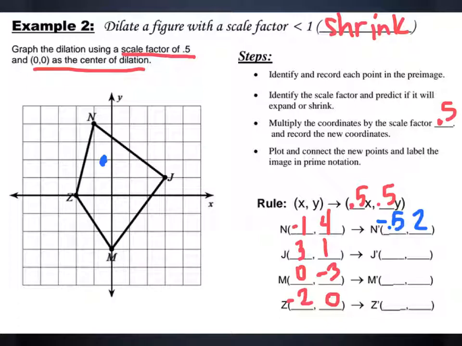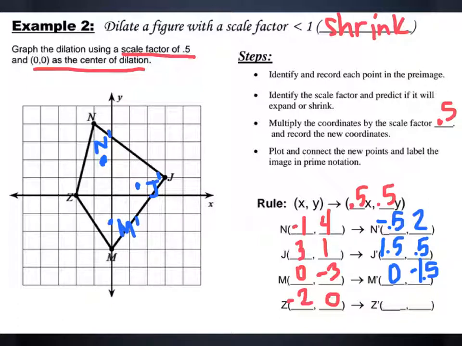Now point J is at 3, 1, so half of 3 is 1.5 and half of 1 is half. Let me label the last one. That was N prime. Labeling point J, we're going to go over to 1.5 and up to half. Here's point J. It is getting closer to the origin. It's shrinking and making our shape smaller. Half of 0 for point M is 0, and half of -3 is -1.5. So we're going to stay on the origin, then go down to 1 and 1/2. This is point M, or the image of point M.